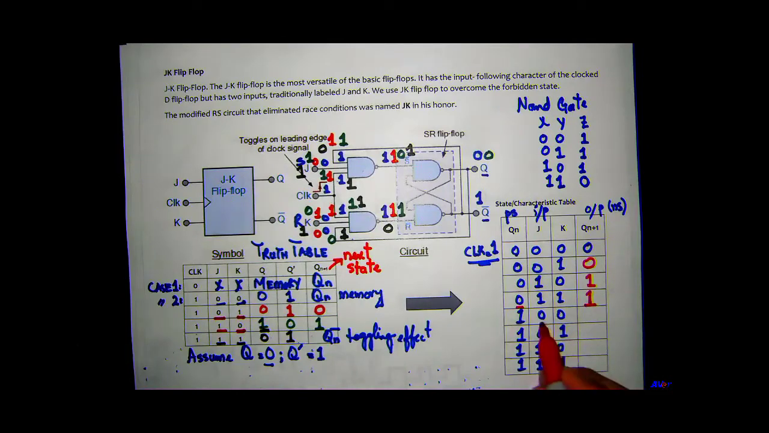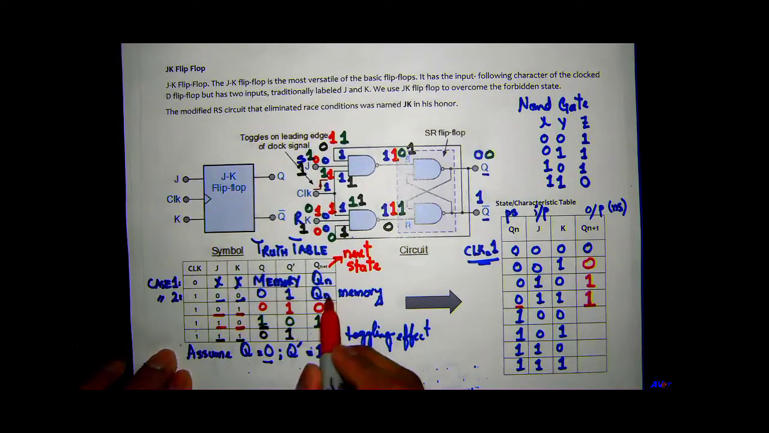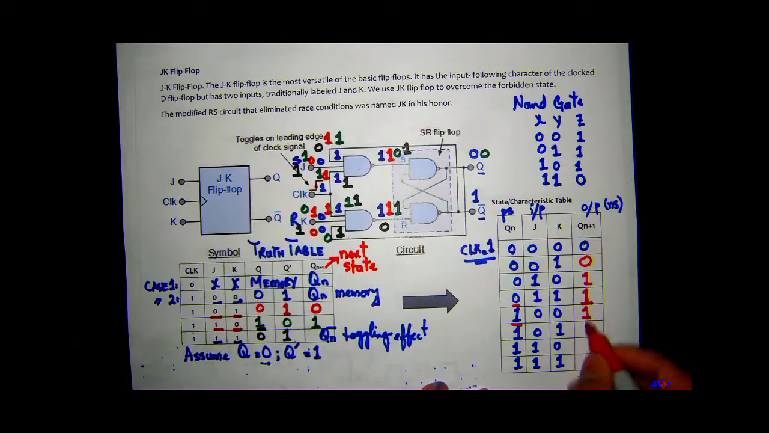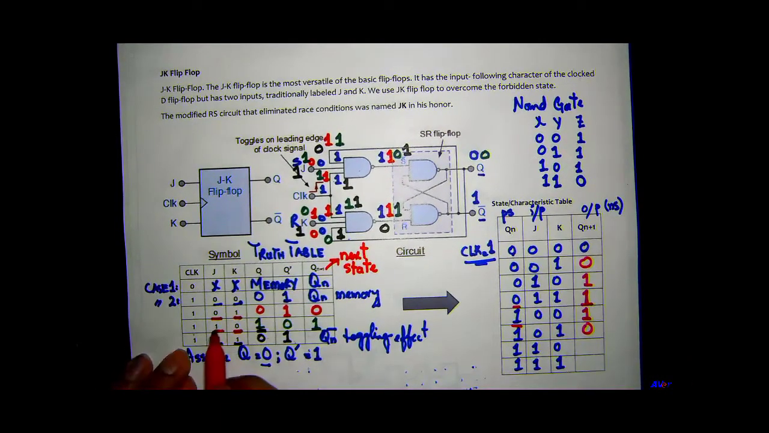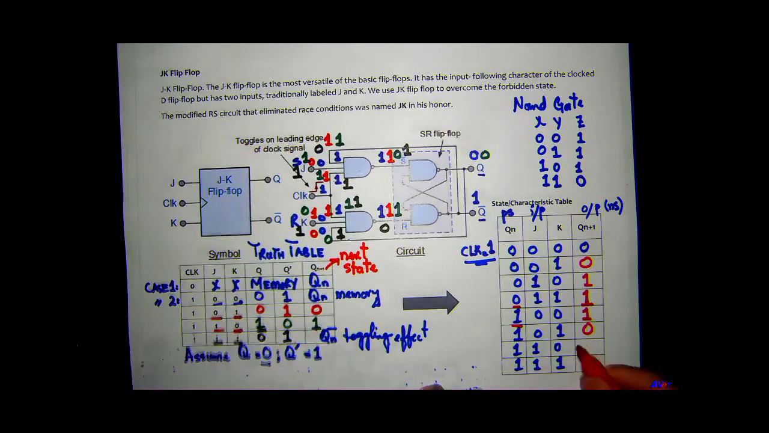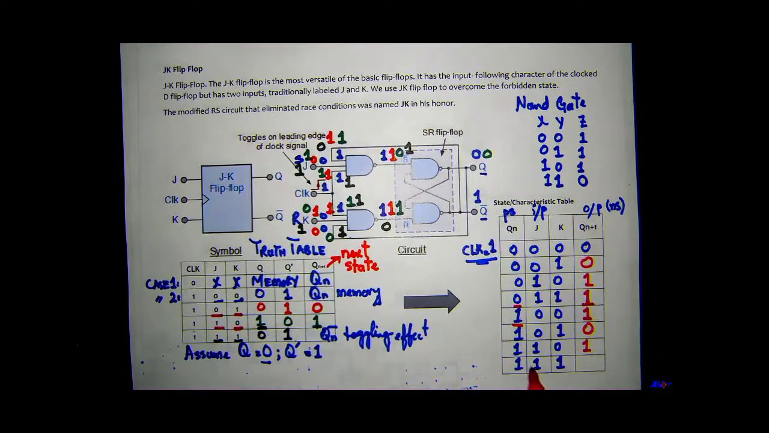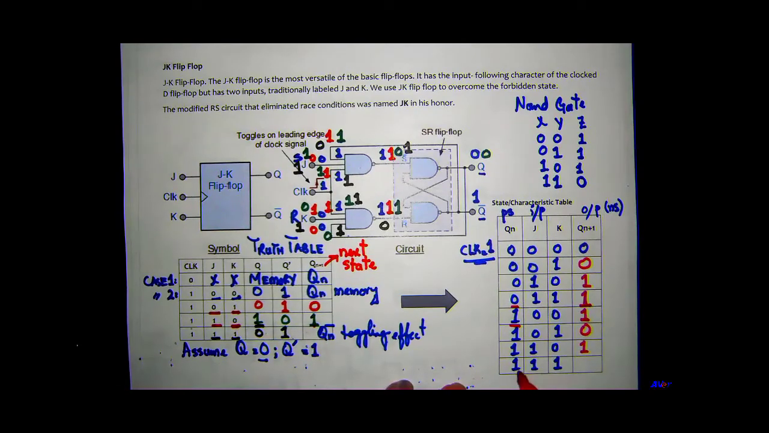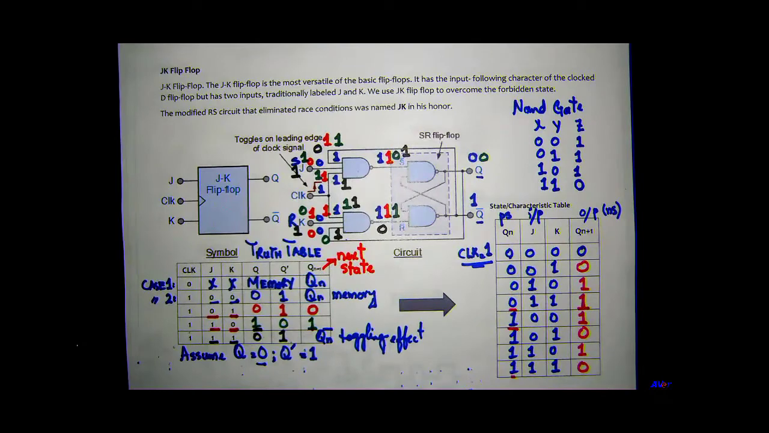Okay, 0 0 is a memory, so because it's 1, we'll have 1 here. 0 1 is output 1, next state is 1, and then 1 1, the next state is actually the complement of the previous state. Because the previous state is 1, this has to be 0. Okay, so this is our state table, also known as the characteristic table.